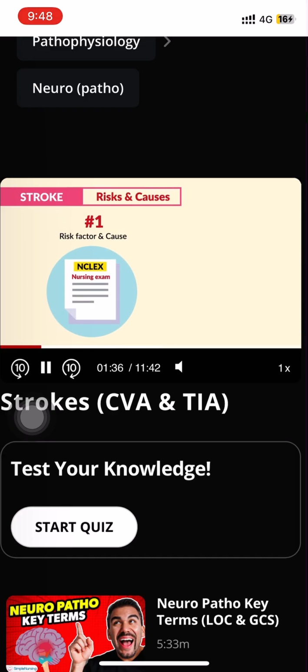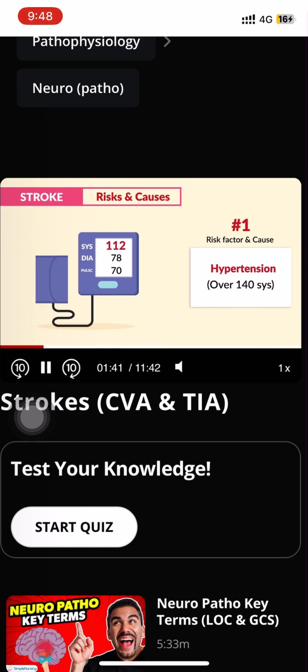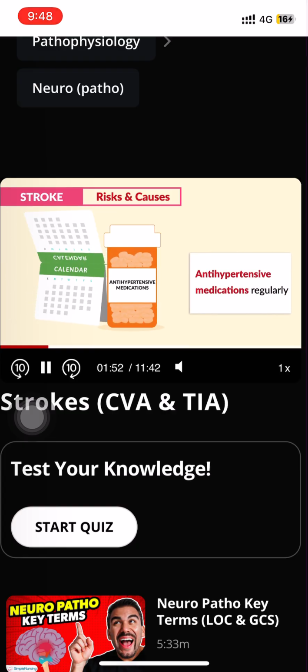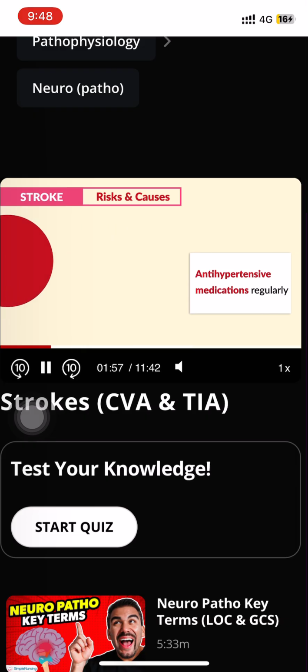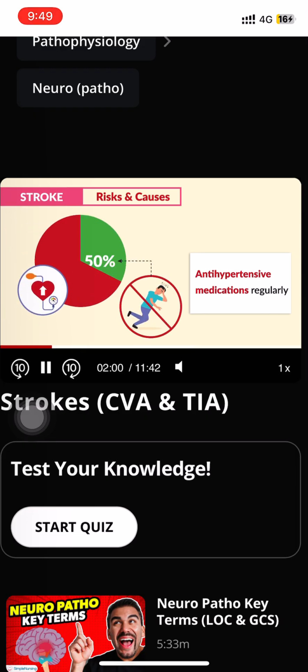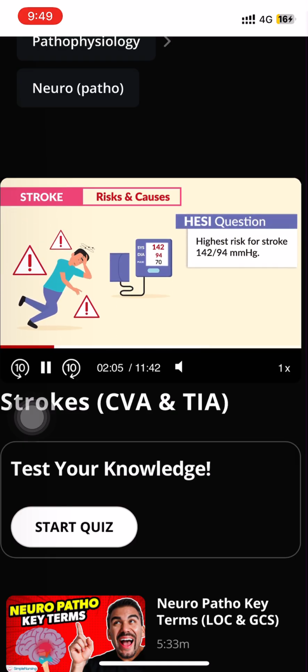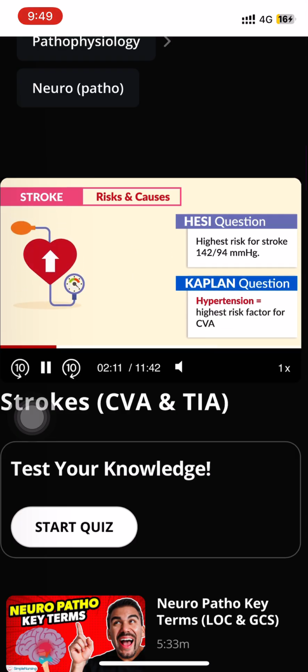Now, the number one risk factor and cause to know for the NCLEX and nursing exams, write this down, is hypertension over 140 systolic. This one was stressed as the single most important risk factor to prevent a stroke. So the key term for prevention was to instruct the patient to take their antihypertensive medications regularly, since the stroke risk can be decreased by up to 50% when hypertension is controlled. So HESI mentions the highest risk for a stroke was that hypertension over 140 systolic. And Kaplan says that hypertension was the highest risk factor for a CVA.